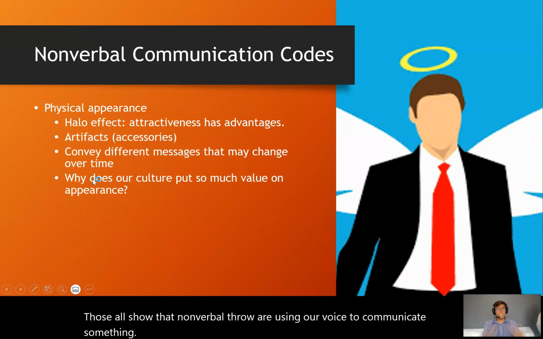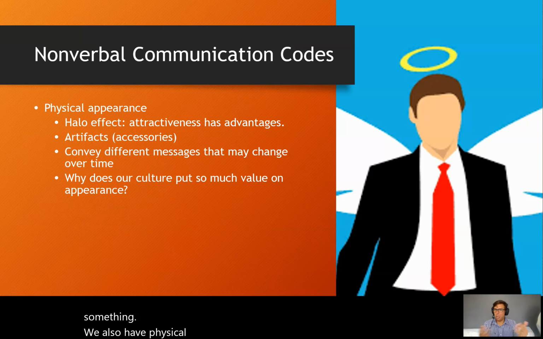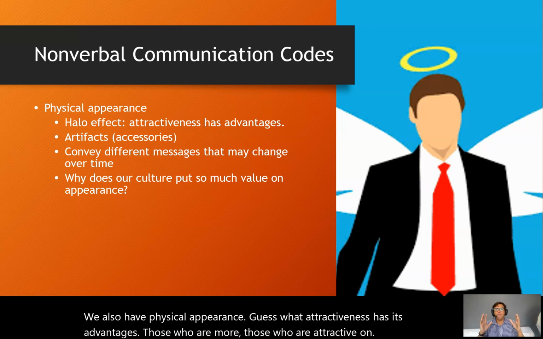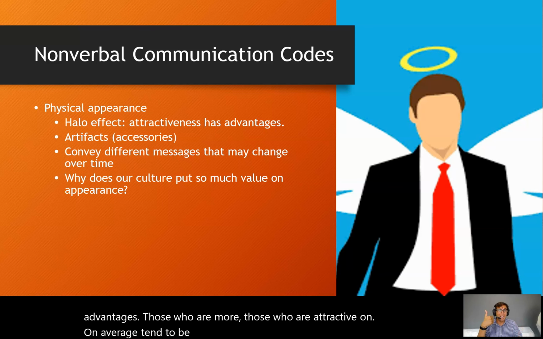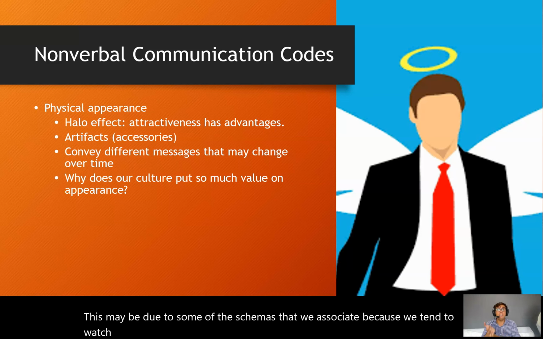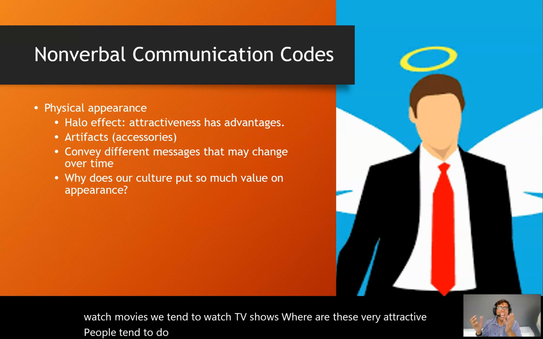We also have physical appearance. Guess what? Attractiveness has its advantages. Those who are attractive on average tend to be seen as more good or ethical. This may be due to some of the schemas that we associate, because we tend to watch movies and TV shows where these very attractive people tend to do very heroic things, and we subtly create these schemas for ourselves.